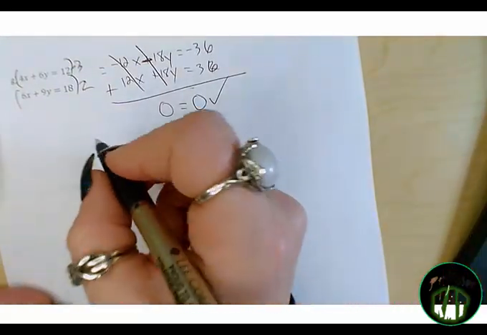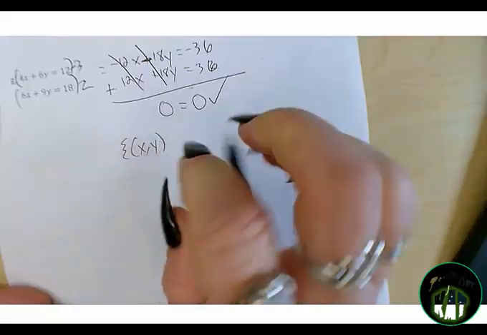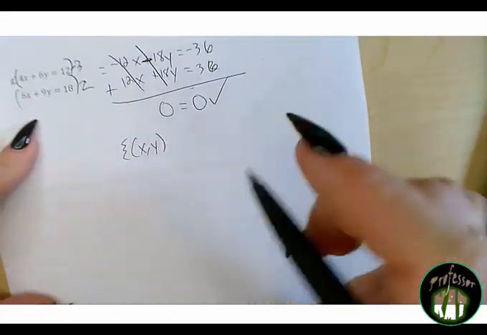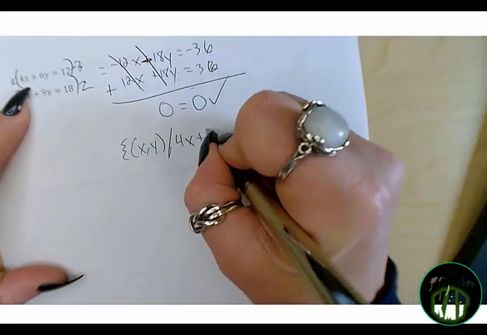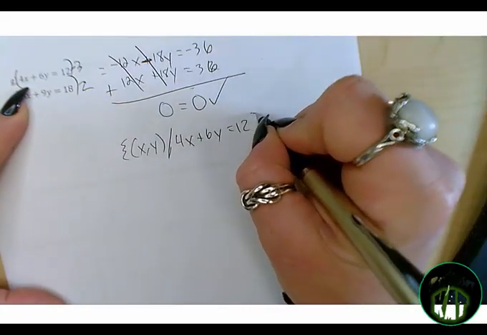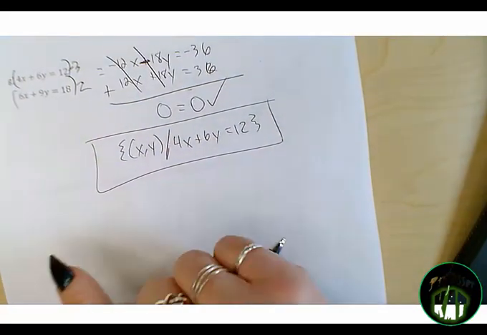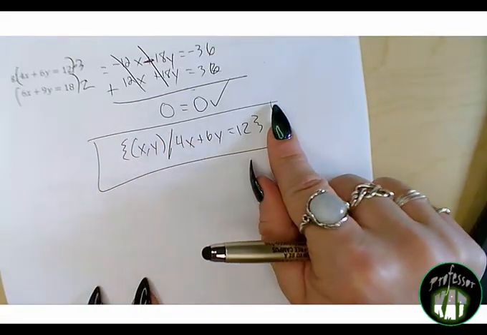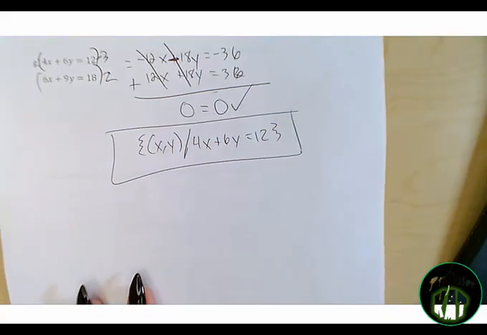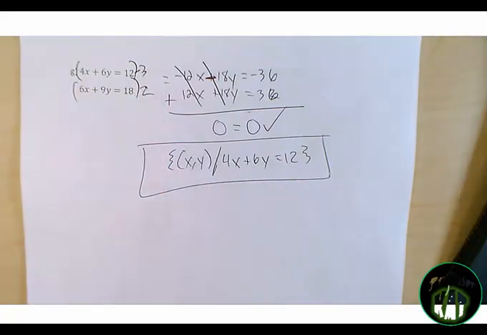The way that you write your solution on that, we're going to say that our solution is every single (x, y), every single point, such that it satisfies one of these equations. So the answer looks a little bit funny, but it means that every single point that fits this equation would be a solution to this. So every point on this line is a solution.